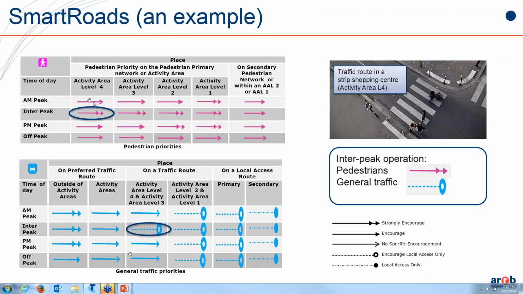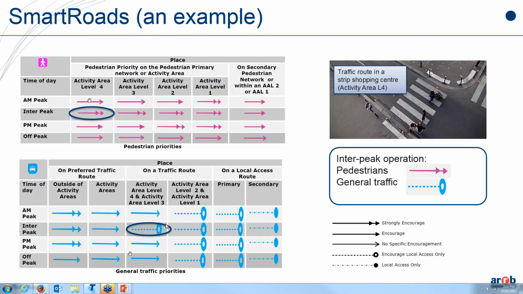These arrows dictate what level of encouragement should be accorded to that particular road user, in this case a pedestrian. So in this particular example, I circled one here, interpeak. During the interpeak, we have strongly encouraged pedestrian movement in a strip shopping center, which means that we would then be supportive of the lunchtime activities, the retail activities during the interpeak period.